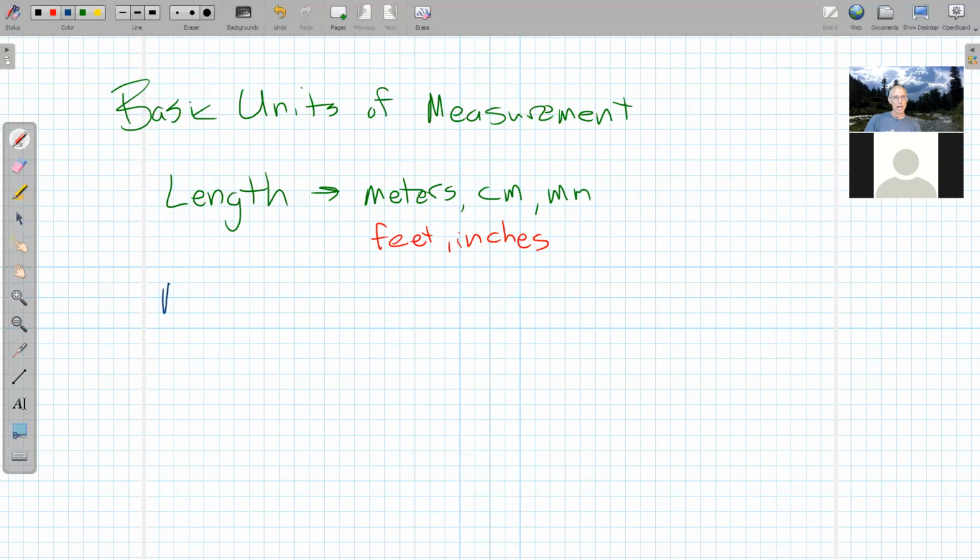We've got mass or weight, which are related, but not exactly the same thing. Mass, we're going to either use grams or kilograms, although sometimes we use non-standard units like ounces and pounds.